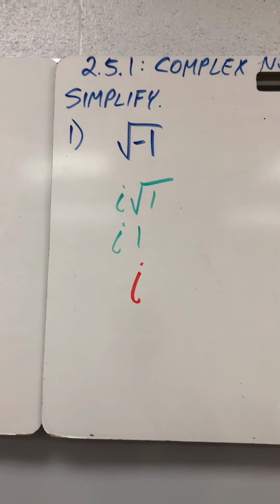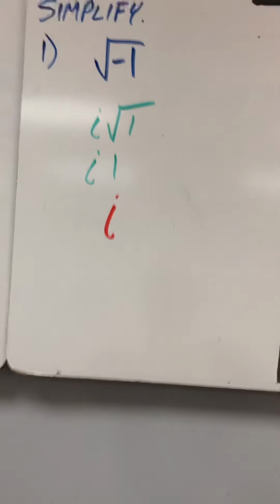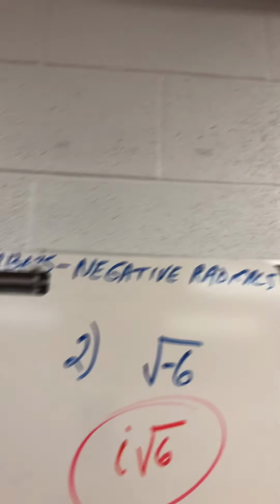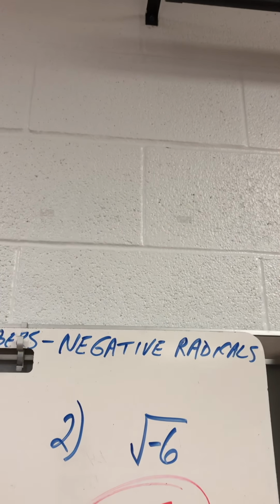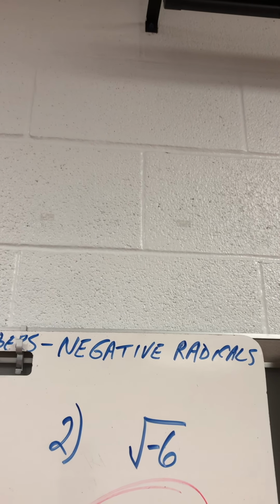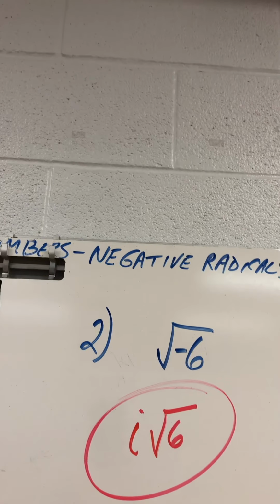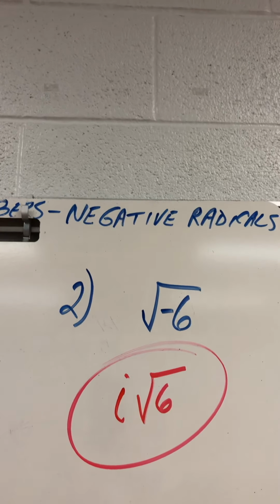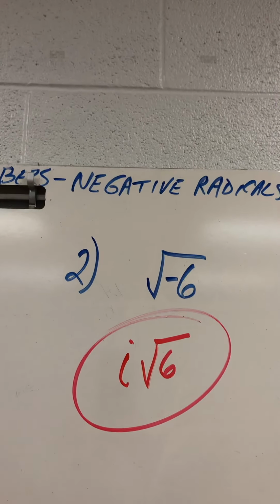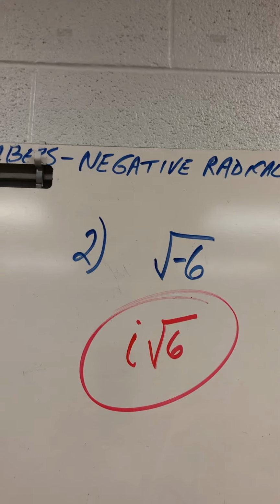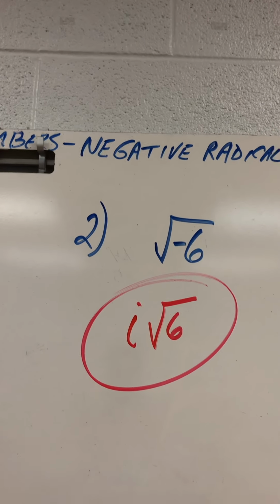i for imaginary, okay? So the square root of negative 6, all right, we say is i square root of 6. There's no more simplifying you can do there. That's all it is. i square root of 6. In other words, it's an imaginary number.